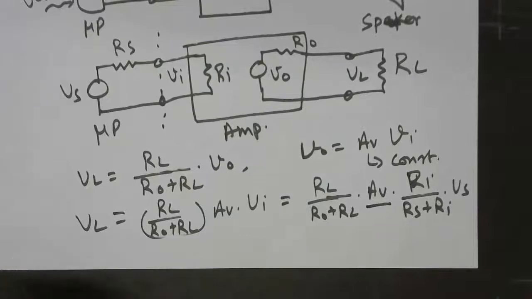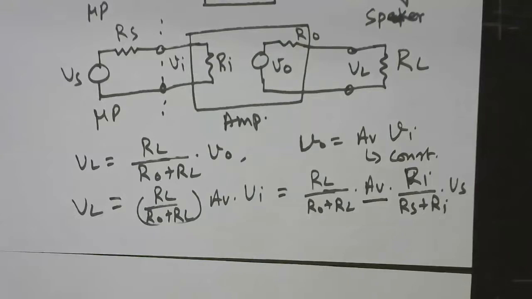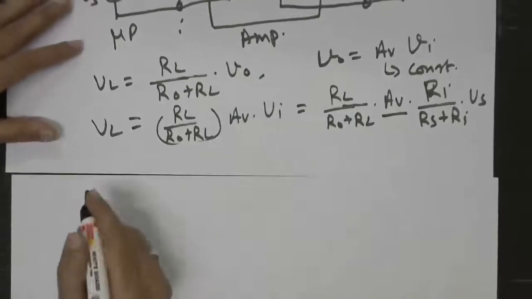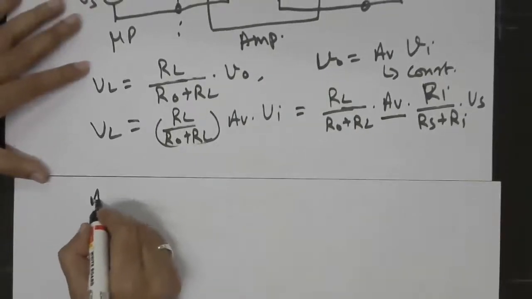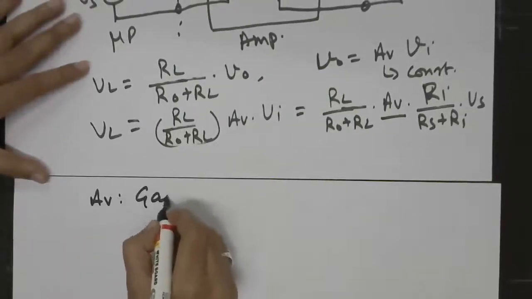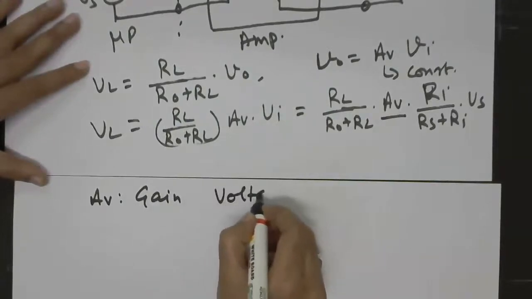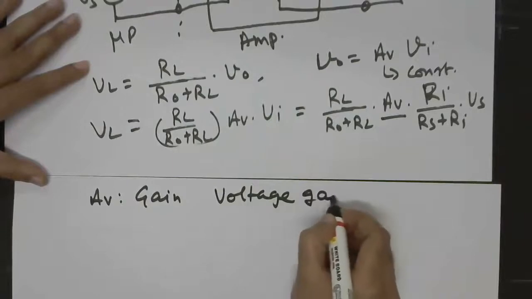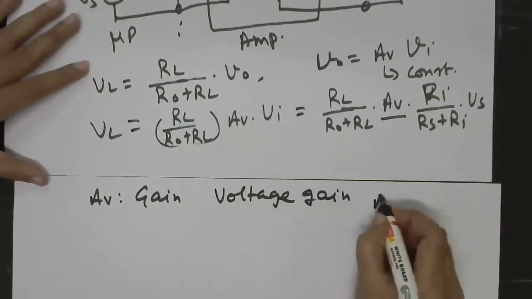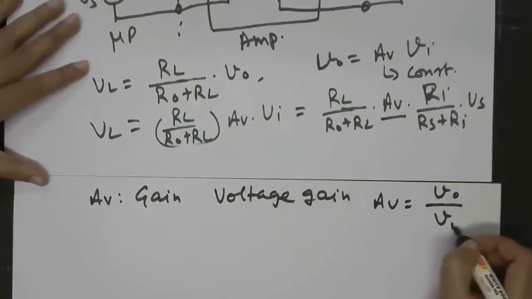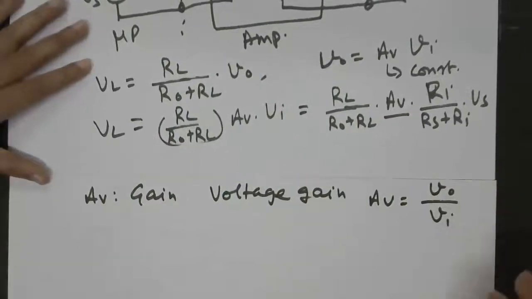So because it is this parameter which decides how much more voltage you are going to get at the output. So AV will be called as gain, more specifically voltage gain, because AV is the ratio of output voltage divided by the input voltage.